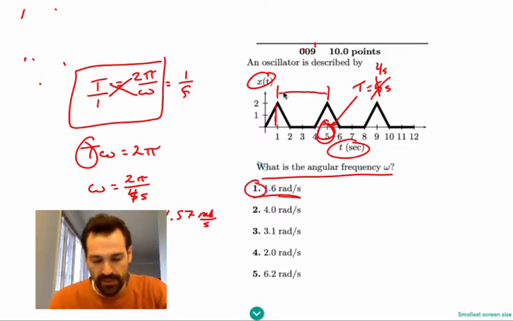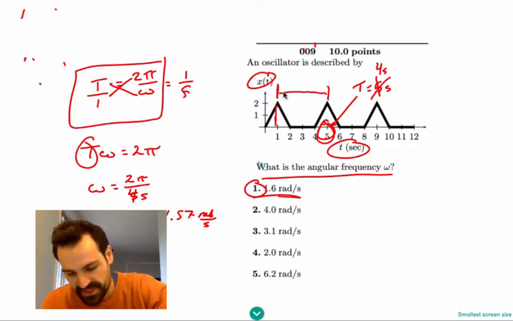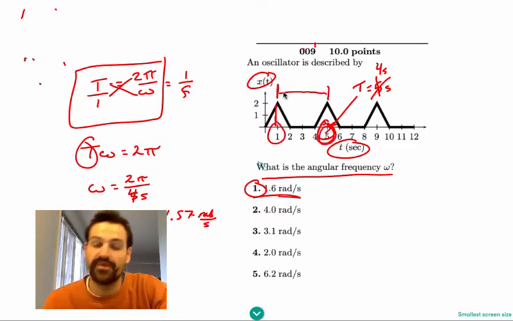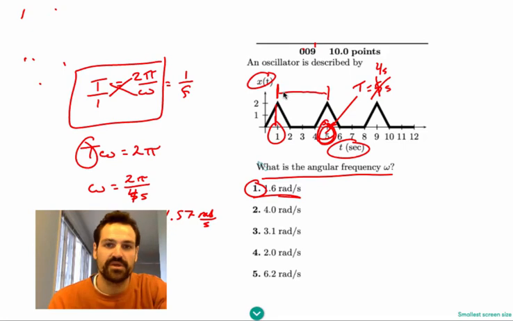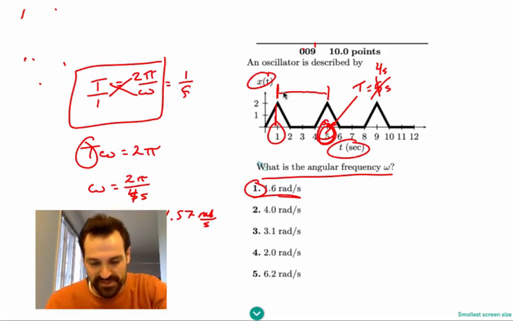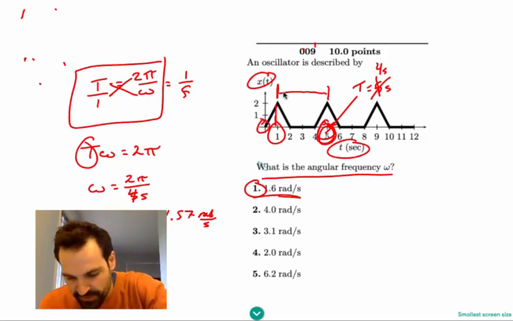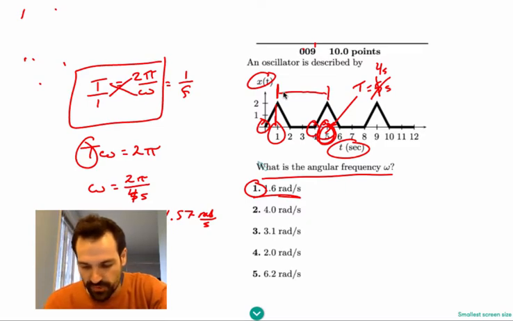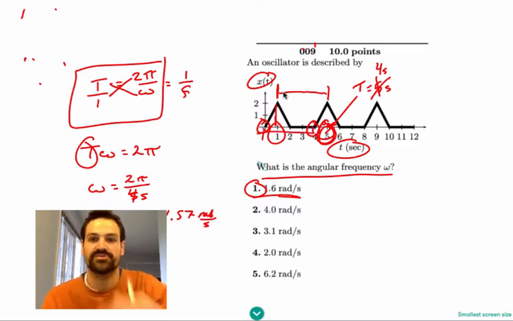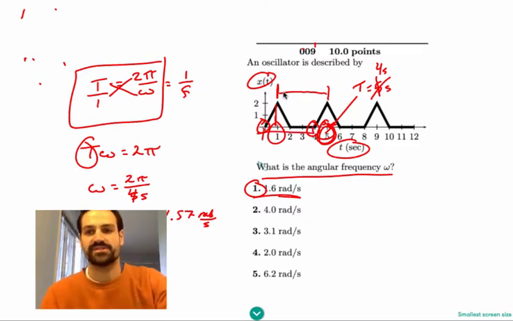Sorry about that. So this is actually a good learning moment. Make sure when you're looking at your graph, you are measuring crest to crest. We could have also measured from the beginning of the wave to the beginning of the next wave, which would have been 4 seconds as well. So no matter where you measure it, you're still going to get the same period.